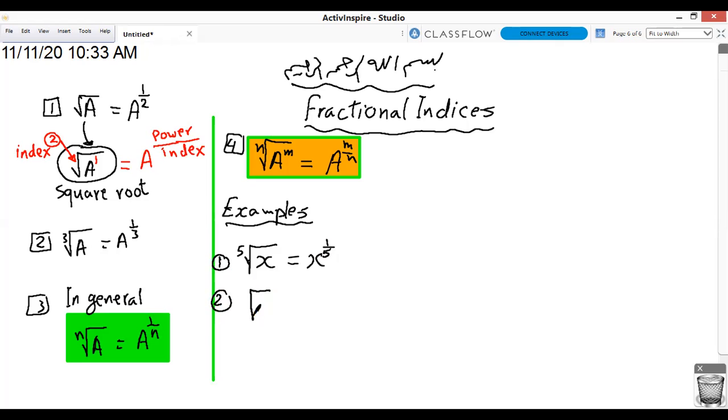Then if we write cube root y squared, your y power 2 over 3. Very good. Seventh root m to the 5, 5 over 7. Power 5 over 7.